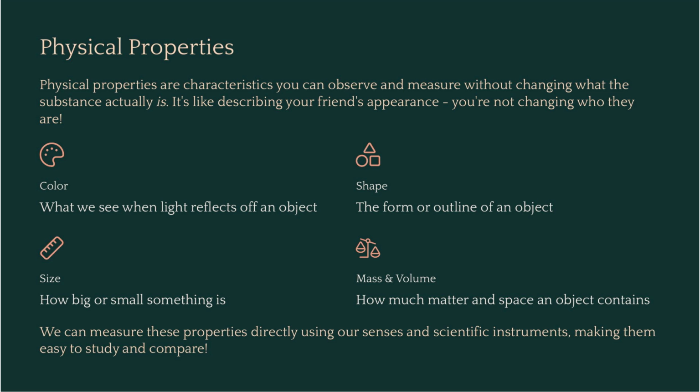Imagine you have a wooden pencil. You can see its color, feel its hardness, and measure its length without turning it into something else. All those are physical properties. They help us describe what a substance looks like and feels like.